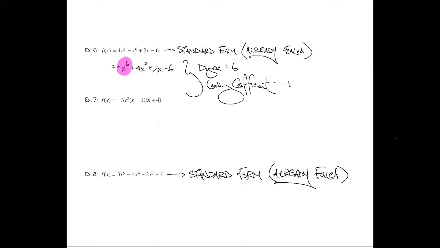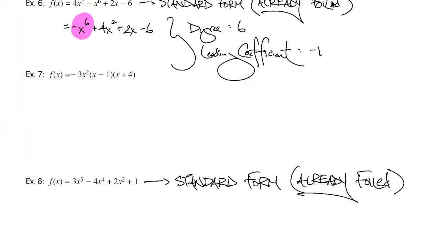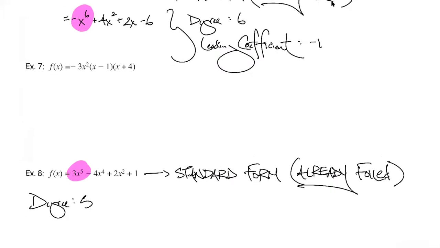Do a quick scan. Looks like it's already in order. So we can just say, here's my leading term. So my degree for this polynomial is 5, and my leading coefficient is a positive 3. Pretty straightforward, I think, with the standard form.